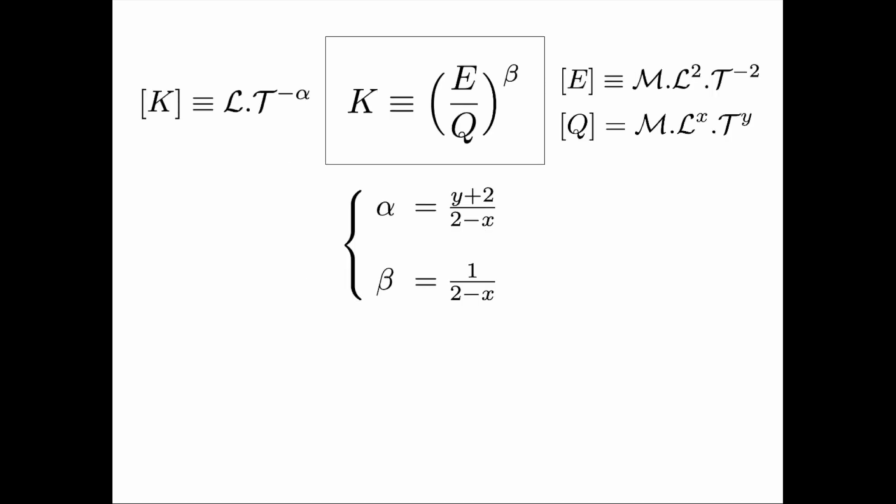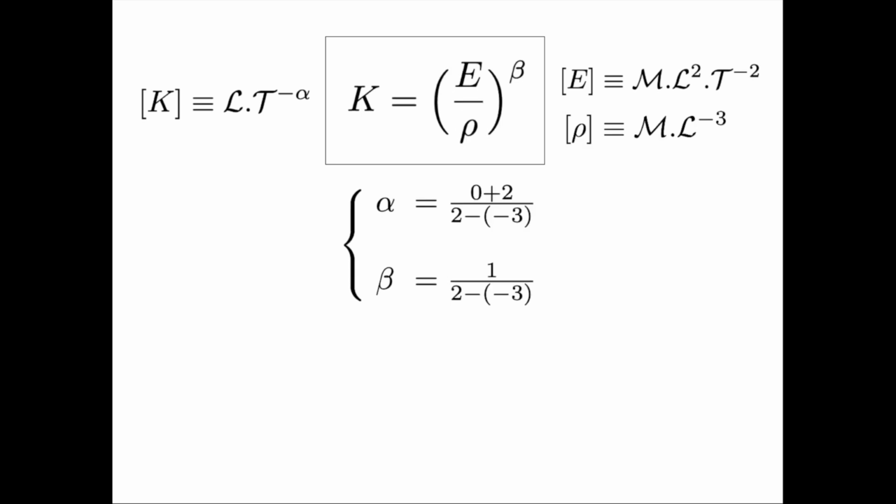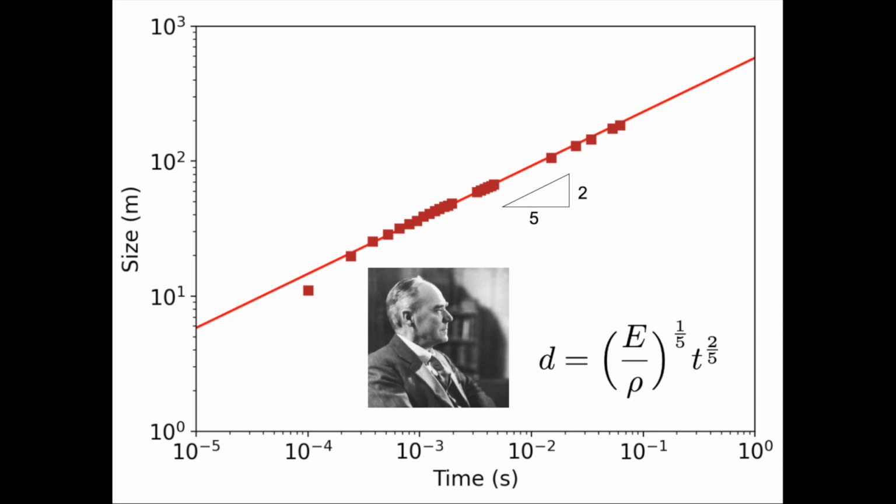Then, using x is equal to minus 3 and y is equal to 0, we can solve the system of equations provided by matching the dimensions to get alpha is equal to 2 over 5 and beta is equal to 1 over 5. So Taylor's prediction for the extension of the blast radius is d is equal to (E divided by ρ) to the power 1 over 5 times t to the power 2 over 5. Later, we shall call this Taylor's regime.